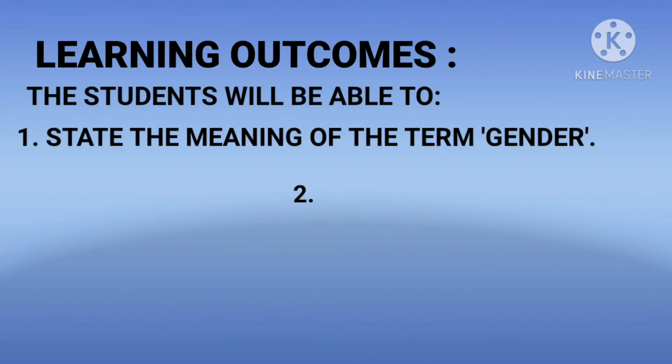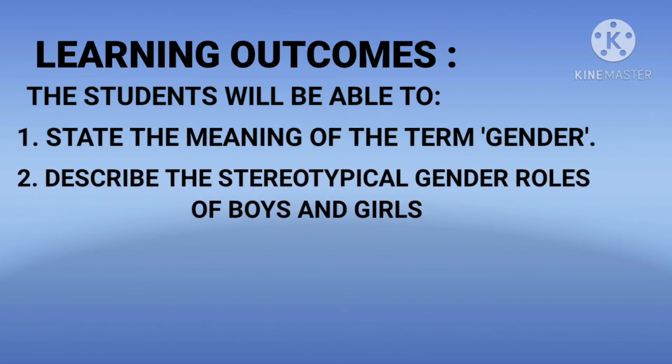Our second learning outcome is the students will be able to describe the stereotypical gender roles of boys and girls. Stereotyping here means when the society has set ideas in their minds about the specific roles that the girls and boys are supposed to play when they grow up into women and men. What will be the stereotypical gender roles for boys and girls? Like boys are told that boys don't cry and they are given guns and cars to play with, and girls are encouraged to play with dolls and play houses. So these are the typical roles which are ingrained, which are told by the society for the boys and girls.